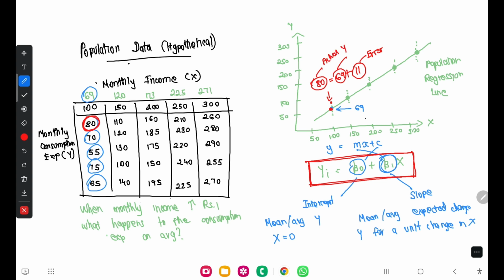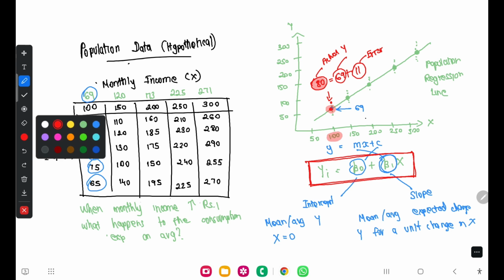So this is how the population regression equation differs from the population regression line. Because of certain factors, when the income is 100, actually you should have got 69. That's the average value. But you are getting a value of 80 that is beyond the line because of reasons or factors other than the variable which you have included in your regression line, driving them beyond or below.